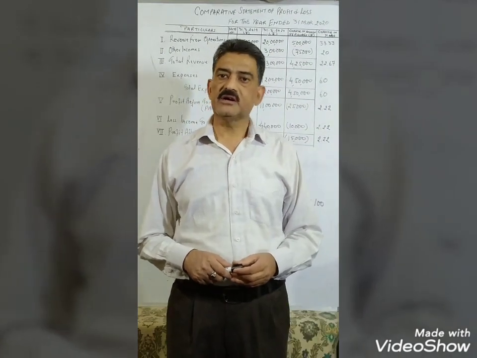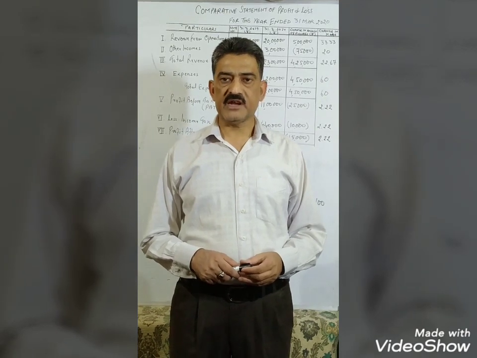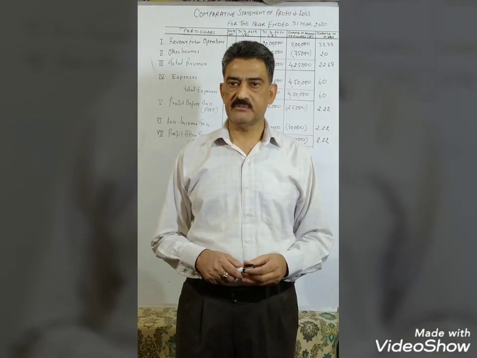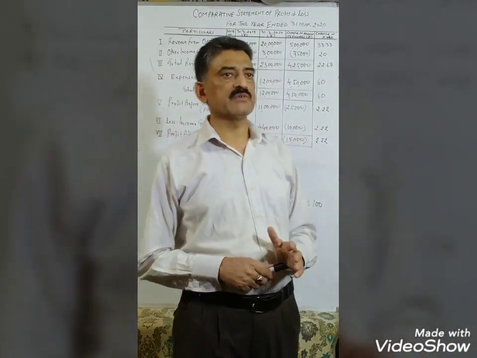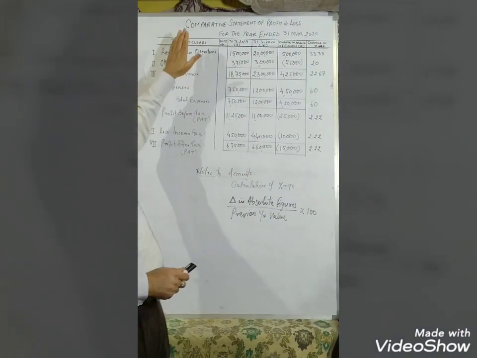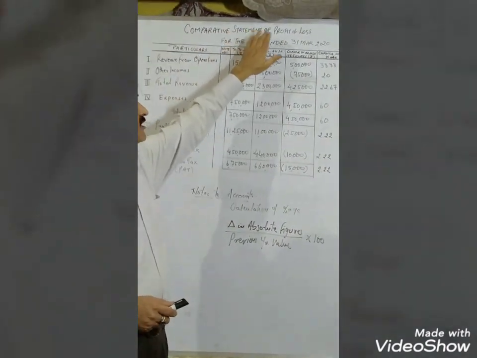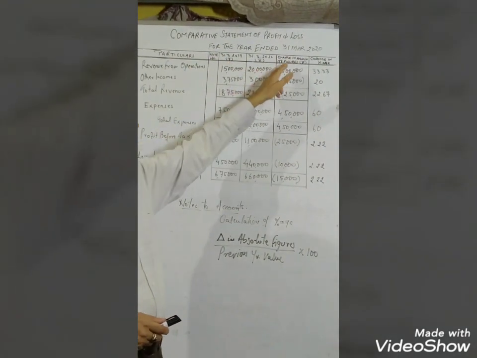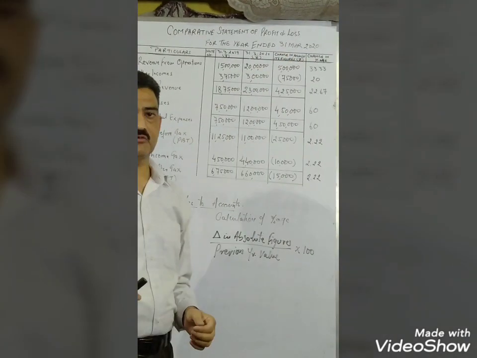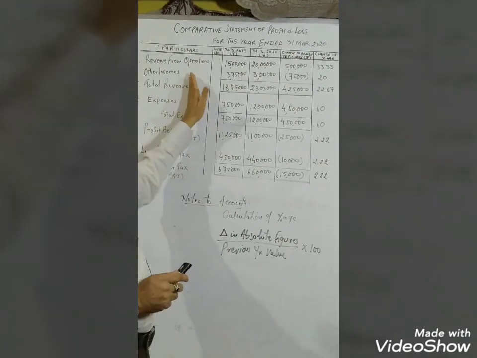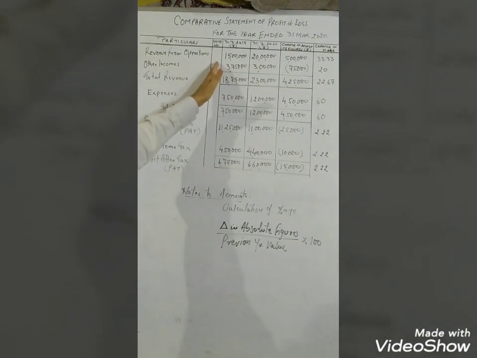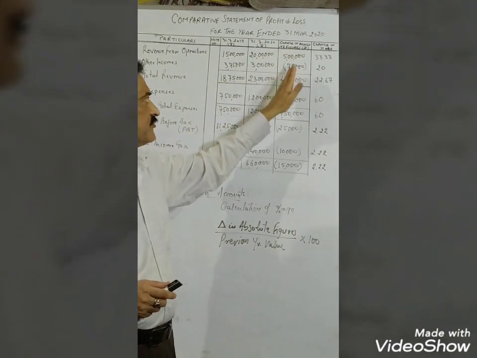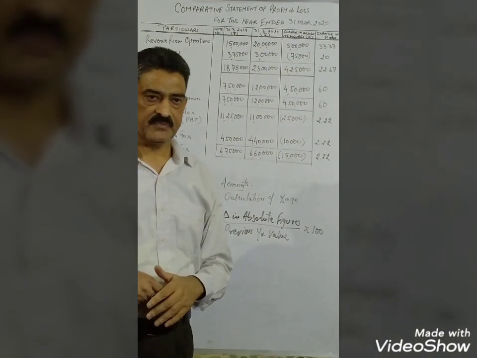The format for the comparative statement of profit and loss will be same as we prepared in case of comparative balance sheet. The only difference will be on the top, we will have to write comparative statement of profit and loss instead of balance sheet for the year ended 31st March 2020 as per the requirement of the question. Similar columns will be there: particulars, note number, this is the value for the previous year, this is for the current year, change in absolute figures and change in percentage.